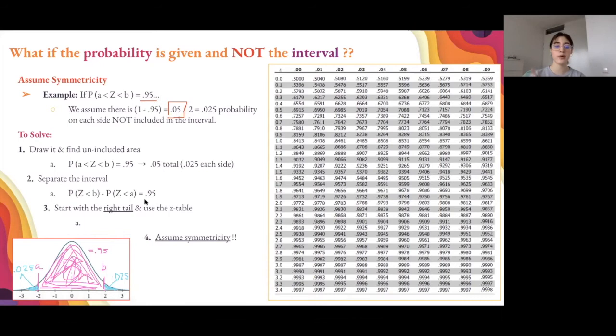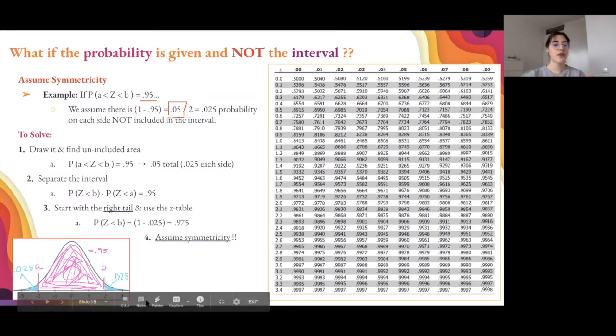We took the rightmost one, subtracted the probability that Z is less than the leftmost Z-score, and that got us our interval value. So the same exact thing applies here: the probability that Z is less than B minus the probability that Z is less than A equals 0.95. Now, starting from here, we always start with the right tail, or B in this case, the rightmost Z-score, and then we use the Z-table. So now we start with the probability that Z is less than B.